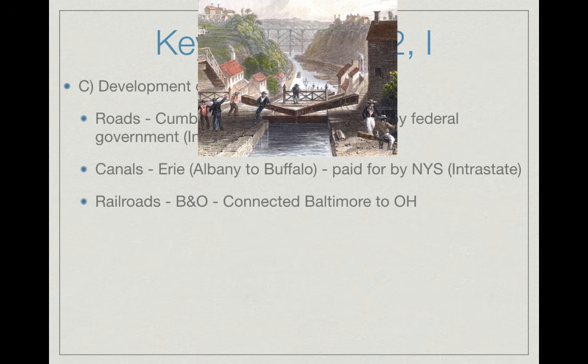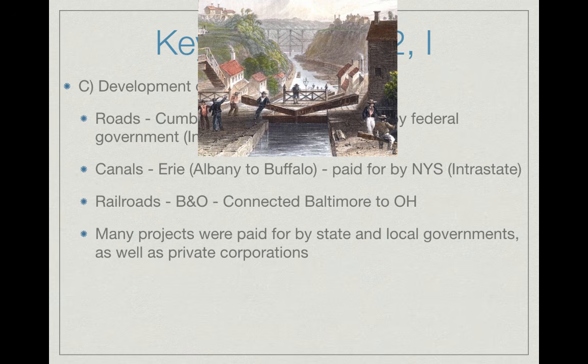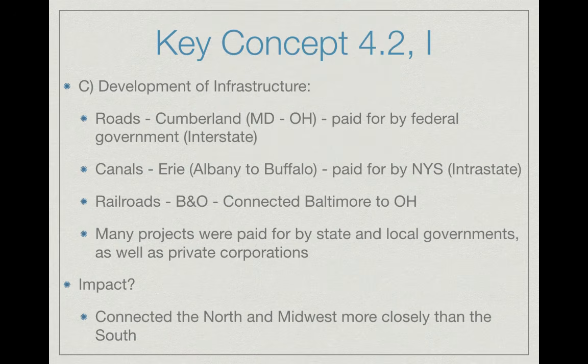Railroads, the B&O Railroad, this is one of the first railroads that connected Baltimore to Ohio, and many others would spring up throughout the country as the years went on. And many of these projects were paid for by state and local governments, not the federal government. Many of these were paid for by state and local and private corporations as well. So what is the impact of all of this? Well, we see that two regions in particular, the North and the Midwest, will be more closely connected than the South. The South will really kind of be left out because they're so focused on plantations, and the North and the Midwest will be the beneficiaries of this infrastructure.